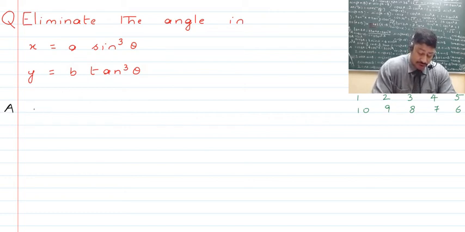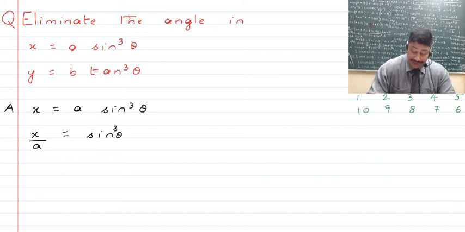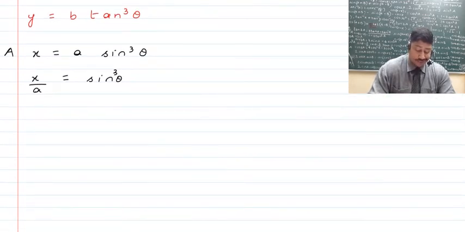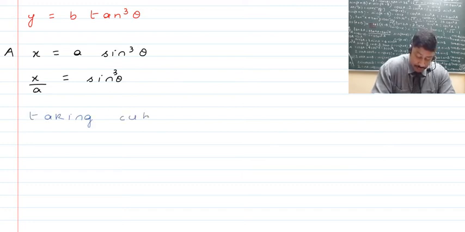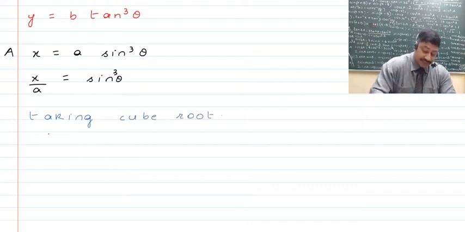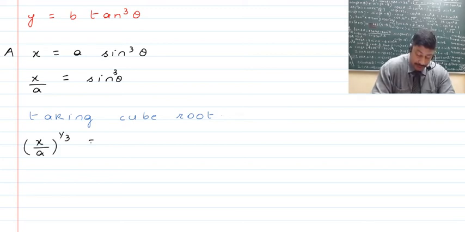Now we first talk about the equation x is equal to a sine cube theta, and here, children, what you can do is write this as x upon a is equal to sine cube theta, right? Now we've got to get to sine theta. So next we take the cube root of both sides. Taking the cube root, this becomes x upon a whole raised to the power 1 upon 3, which is equal to sine theta, right?